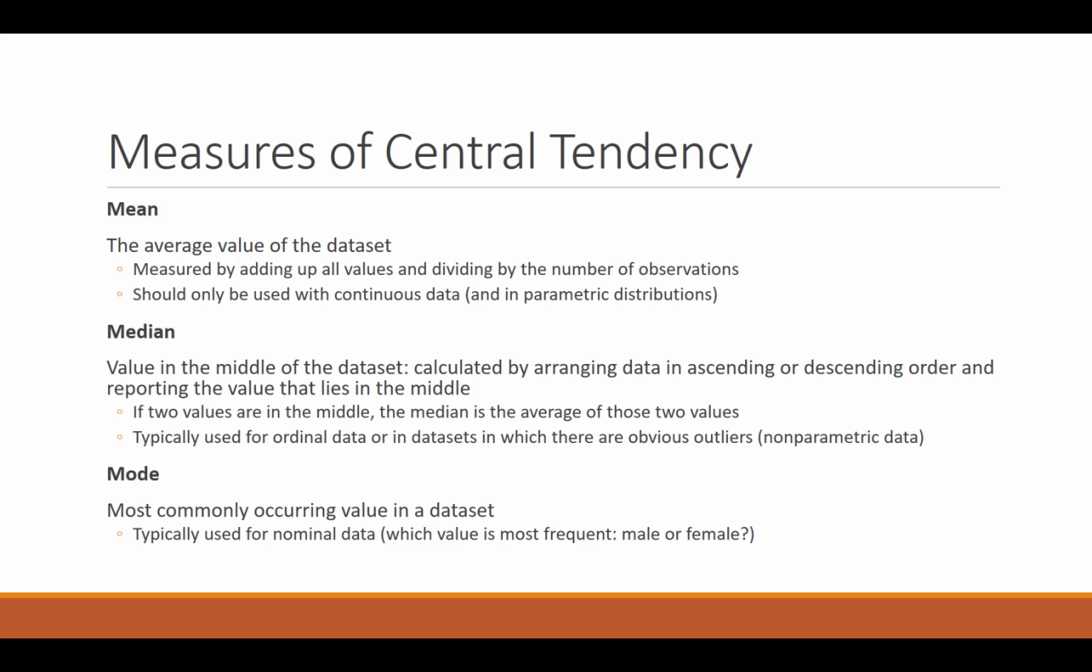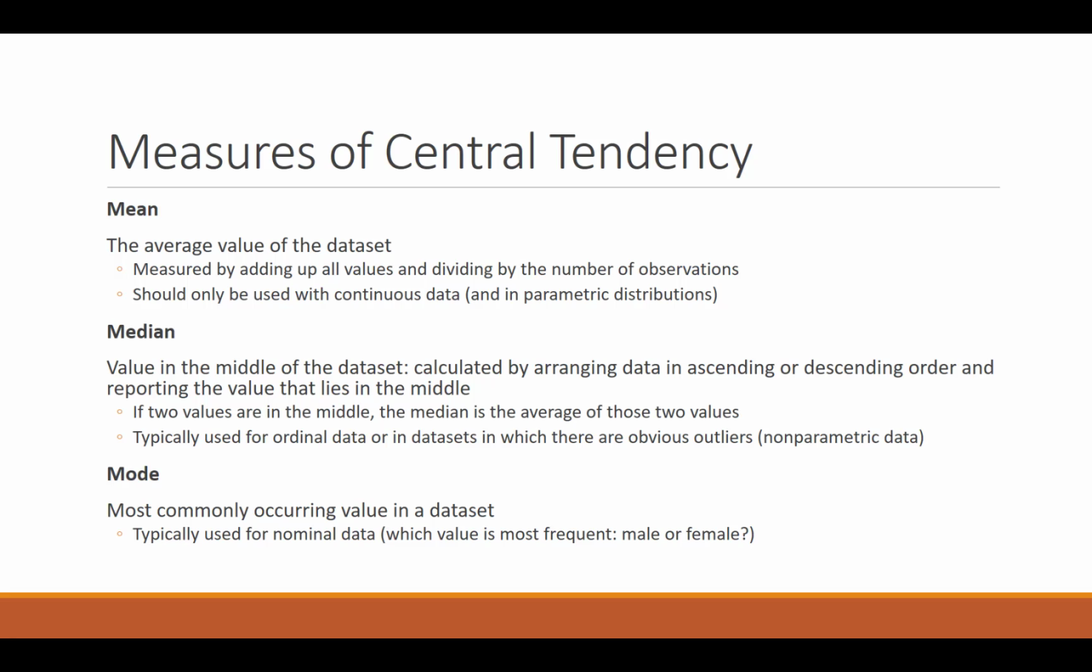The median is the value in the middle of the data set. To calculate a median, you arrange the data in ascending or descending order and then report the value that lies in the direct center. If there are 2 values in the direct center, you take the average of those 2 values. Medians are typically used for ordinal data, so when we have that ranked order, or data sets in which there are obvious outliers, meaning non-parametric data, meaning data that's not normally distributed. Again, we'll talk about this briefly in the next slide.